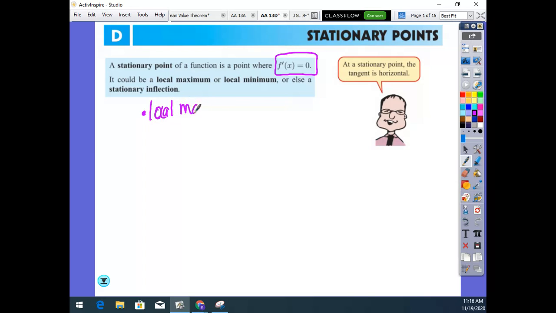Local max. So a high point, it's kind of like you're going up and it's suspended and then comes back down. Think of stationary as it's not going up or down, it's stationary for just a brief second. It could be a local min. So you're going down, still for a second, then go back up. Or we have a stationary inflection. And that looks like this.